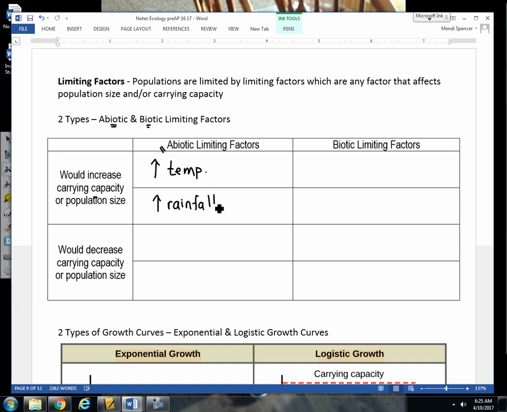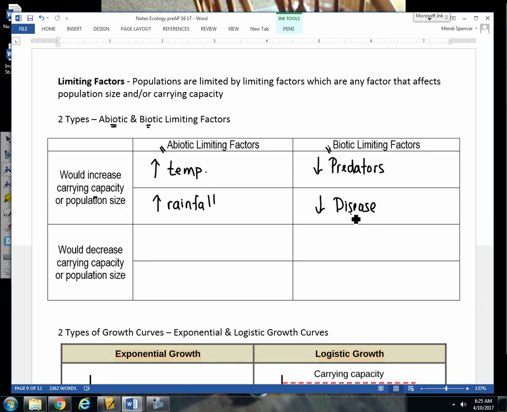Now let's talk about biotic limiting factors. So living things that can affect carrying capacity. If we have a decrease in predators for a period of time, then that would increase the carrying capacity of the prey that they're eating. If we have a decrease in disease, disease is considered living because it's caused by living things like bacteria and fungi. Increase in disease is going to increase carrying capacity.